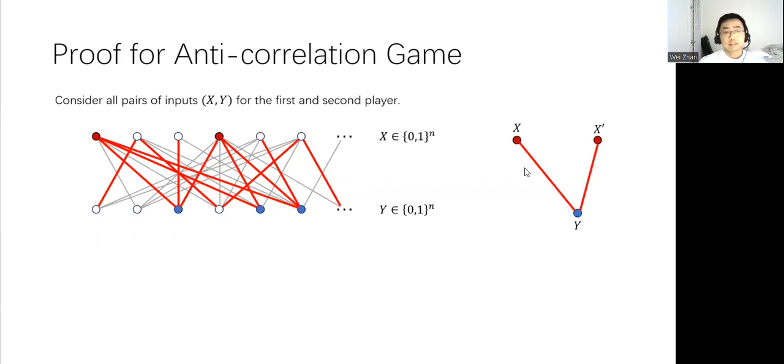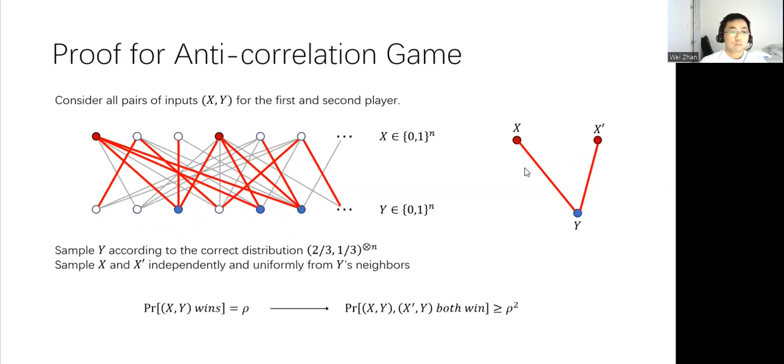We are now interested in this structure where two inputs x and x prime have a common neighbor y that wins with both x and x prime. We want to say that this structure has high density in the graph. So we introduce a sampling process that first samples y according to the correct distribution from the repeated game, where each coordinate has 2/3 probability to be 0 and 1/3 probability to be 1. Then we independently sample x and x prime uniformly from y's neighbors.